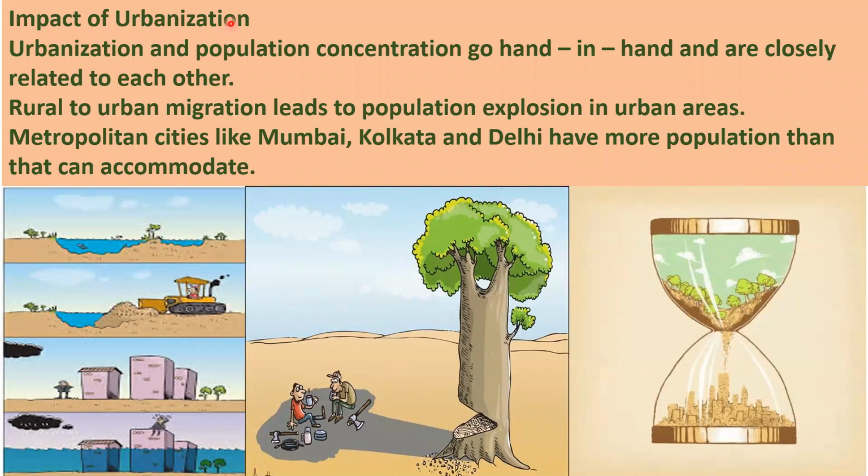Impact of urbanization. Urbanization and population concentration go hand in hand and are closely related to each other. Rural to urban migration leads to population explosion in urban areas. Metropolitan cities like Mumbai, Kolkata, and Delhi have more population than they can accommodate.